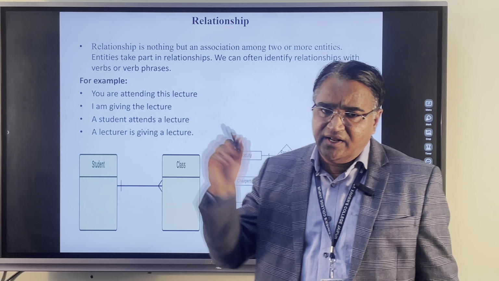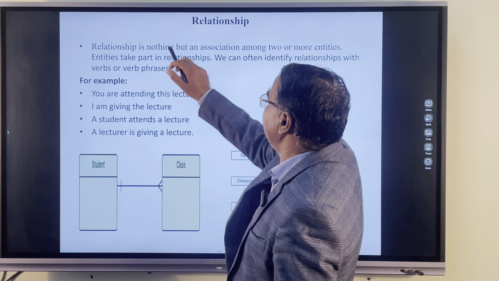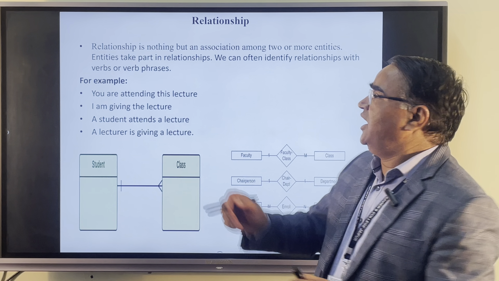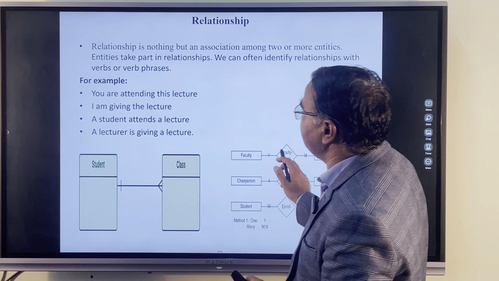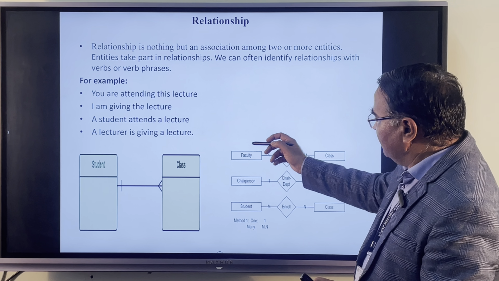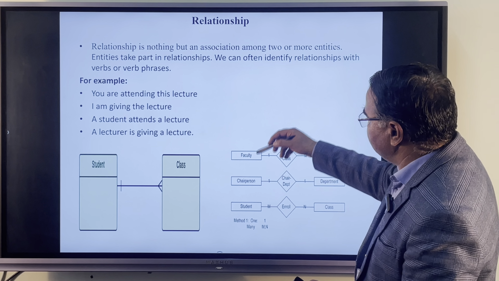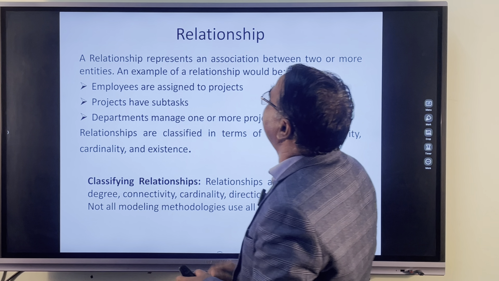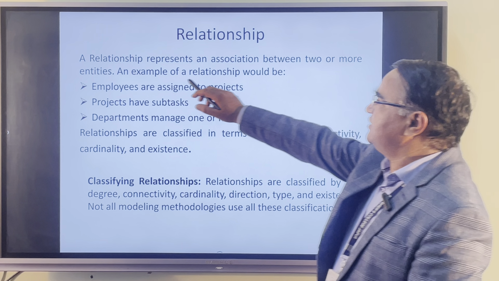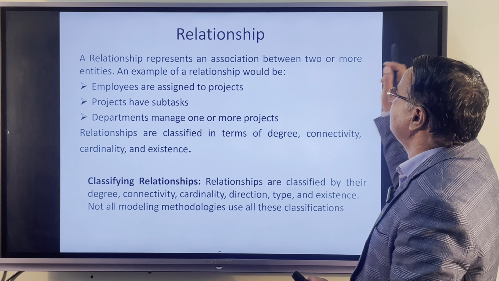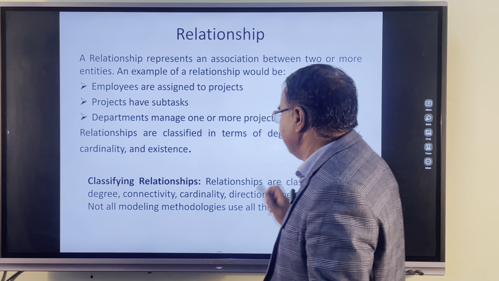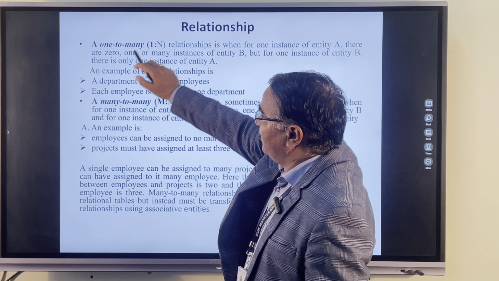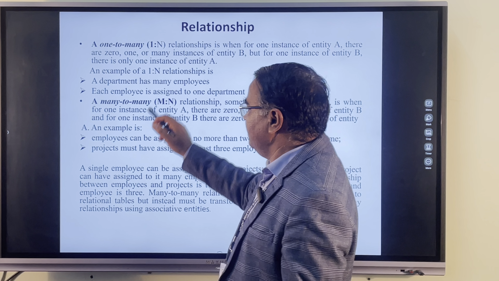A relationship in the ER diagram is nothing but the association among the various types of entities and their attributes. This diagram shows the association relationship between the faculty, chairmen, students and other associated entities. We can define a relationship as representing an association between two or more entities. A relationship may be one-to-many, many-to-many, or one-to-one.